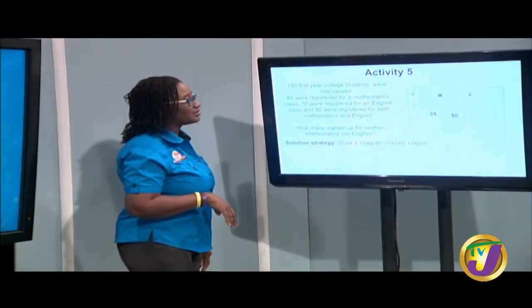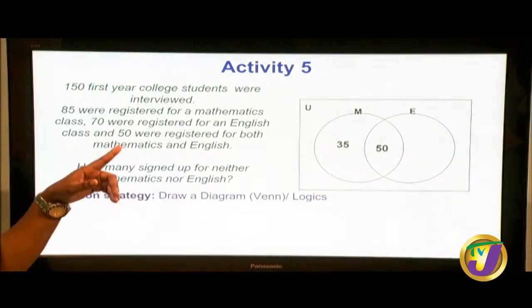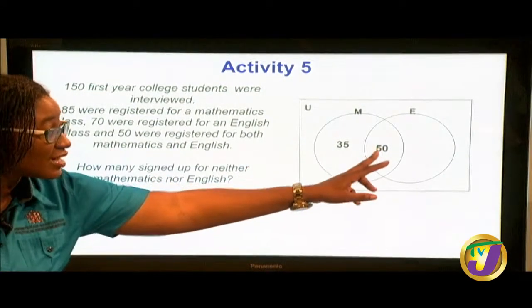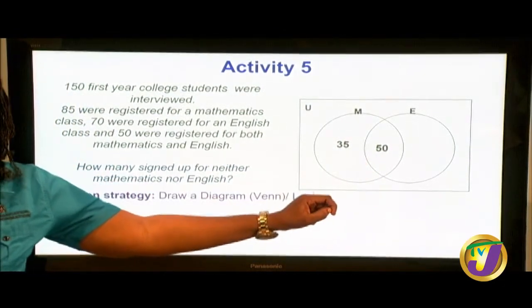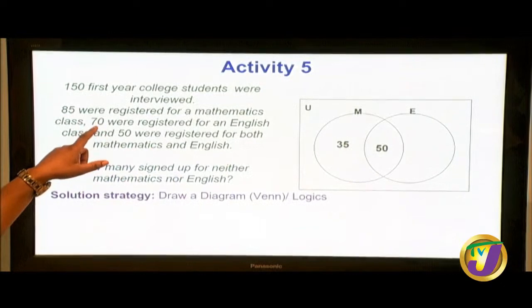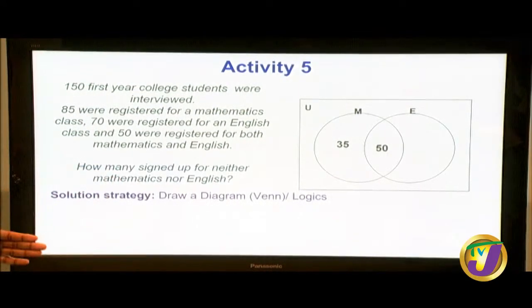Very important point, Latoya. So let's jump over, because we want to figure out those who do English only. We have 70 students who were registered for English, but those 50 students right here are in the English class, or they're registered for English. So they are included in these 70 students. I need to figure out those who registered for English only, so I need to take out those 50 students, and that will leave 20.